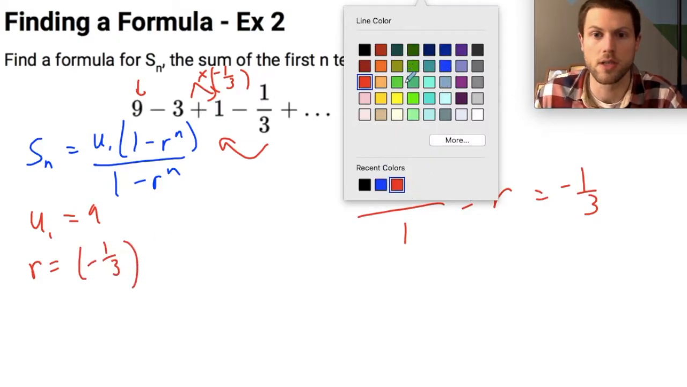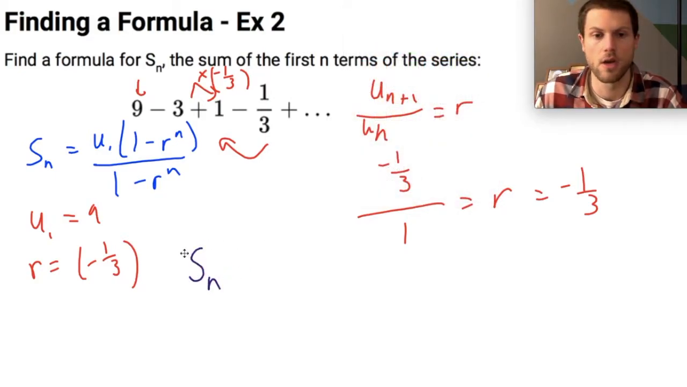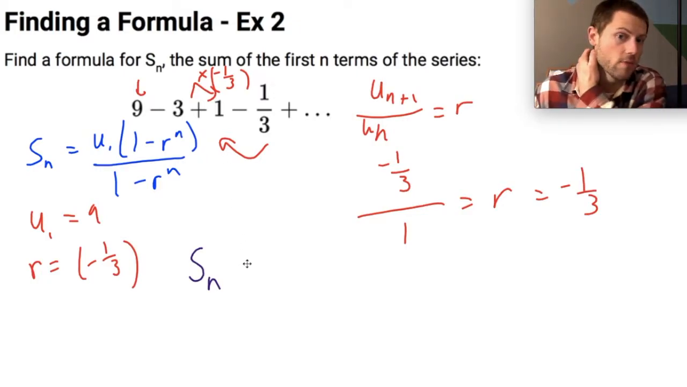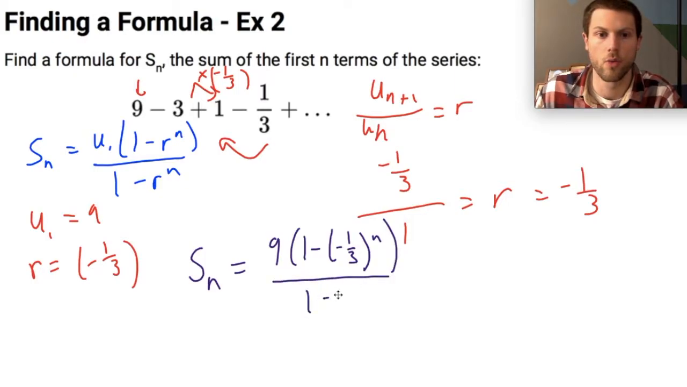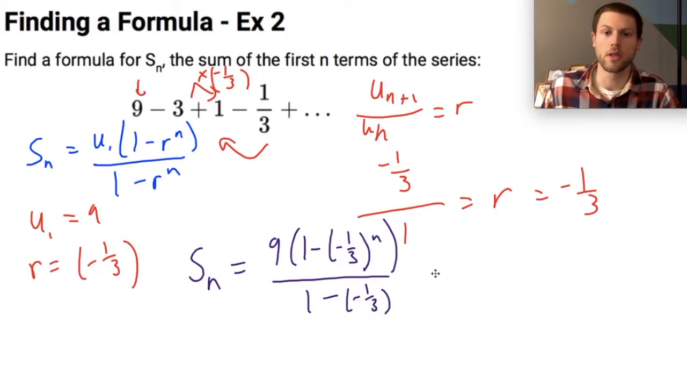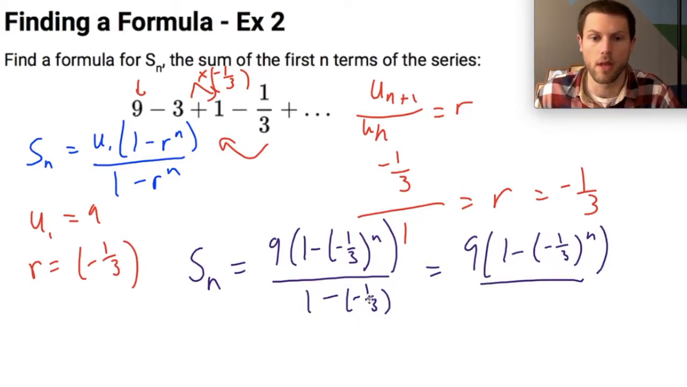Now I can put all the pieces together and come up with my general equation here. The sum of this geometric series up to n terms is going to equal 9 times 1 minus negative 1/3 to the n power, all over 1 minus negative 1/3. At this point, I'd probably simplify this a little bit, clean it up. So let's make this 9 times 1 minus negative 1/3 to the n. I can't really do much there. But in the denominator, this is 1 plus 1/3, so that's going to be 4/3.